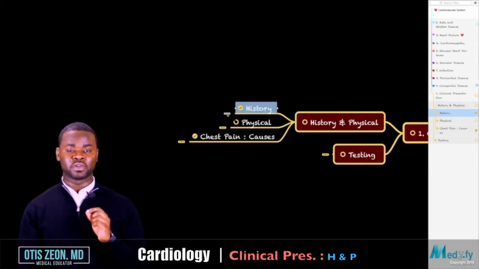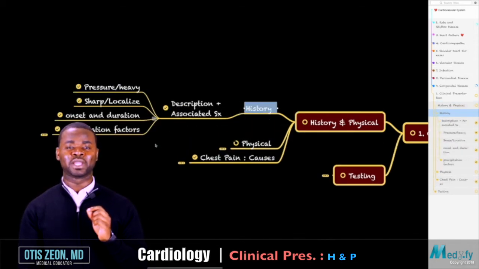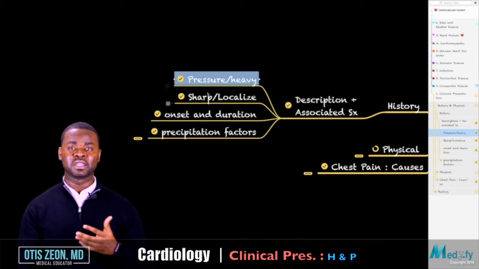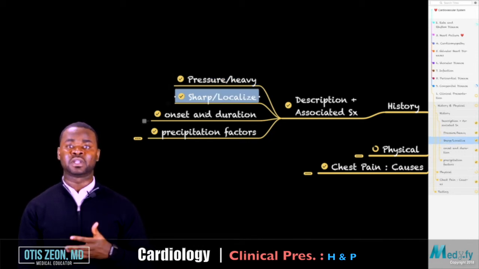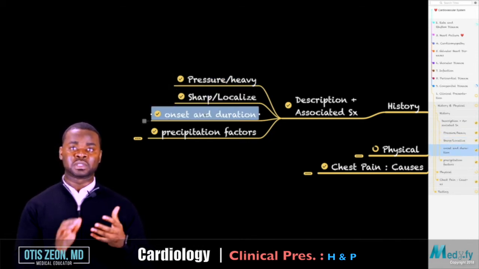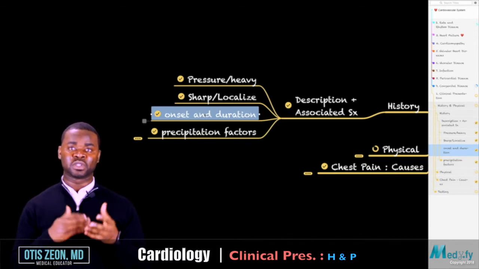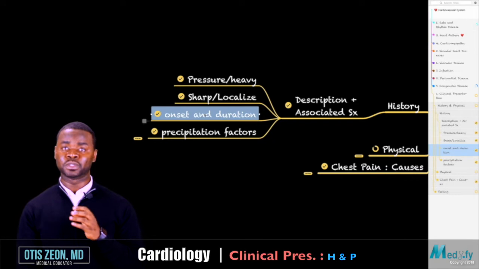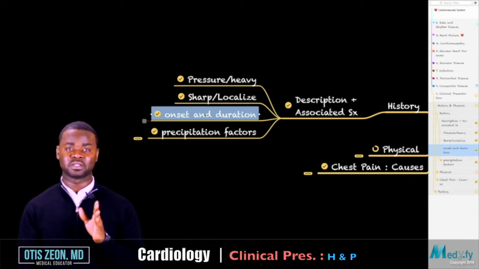Let's talk about the history first. In taking the history, you want to get a complete description of what's going on. Does the person have chest pain? Is the pain described as pressure? Is it heavy? Is it localized? Is there an onset time dependent? Is there a specific duration? How long does it last? More than 30 minutes, less than 30 minutes? All of that can give you a clue into the specific type of cardiovascular disease.